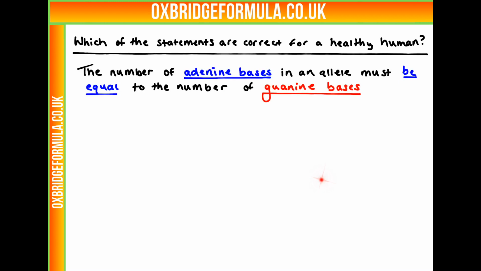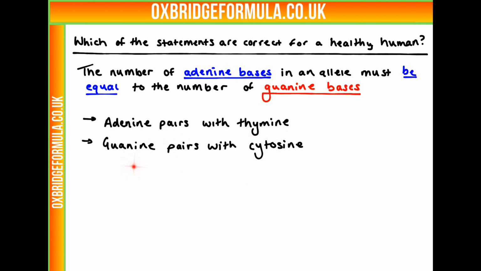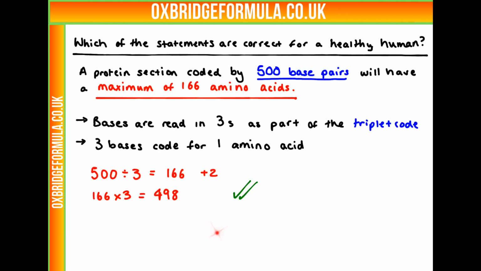And then lastly, our final statement. The number of adenine bases in an allele must be equal to the number of guanine bases. Now have a think and remember which bases match up with each other. So we know that adenine always pairs with thymine and guanine always pairs with cytosine. They can't pair with each other, they must stick to the ATGC. This means that they won't necessarily be equal. The adenine and the guanine bases may not always be equal, and so we can say this is false. And so because only this first statement is correct, we know that our answer is B.